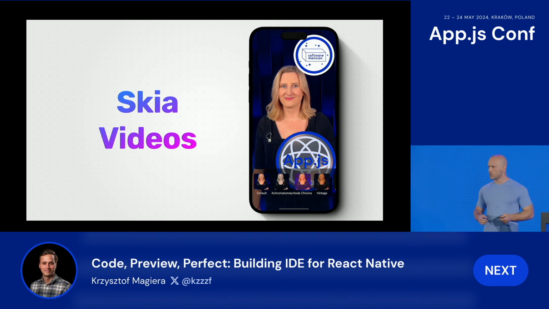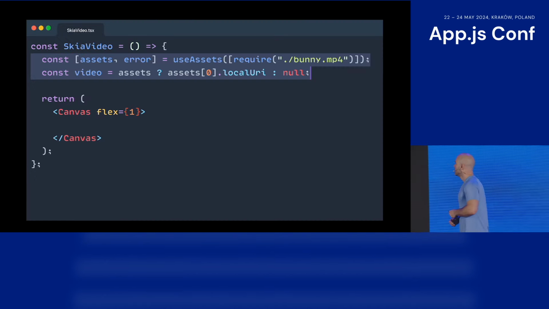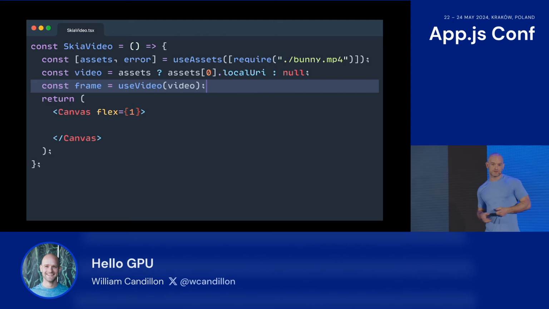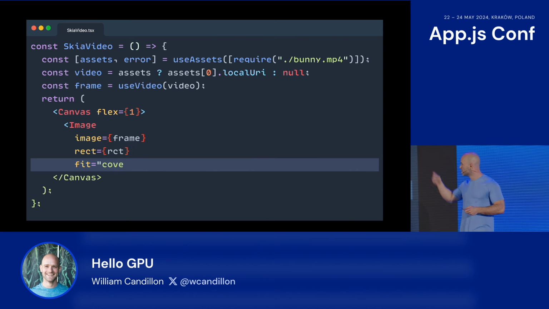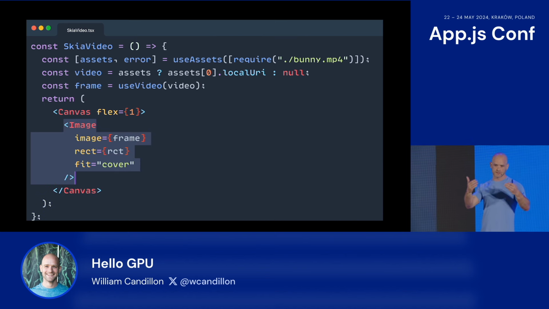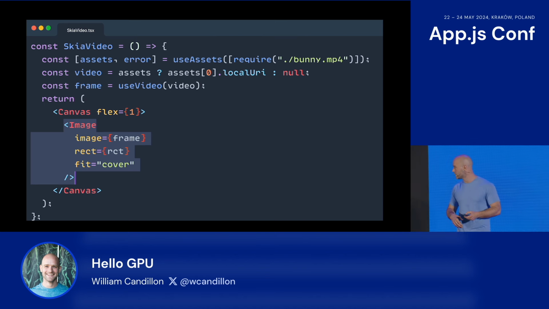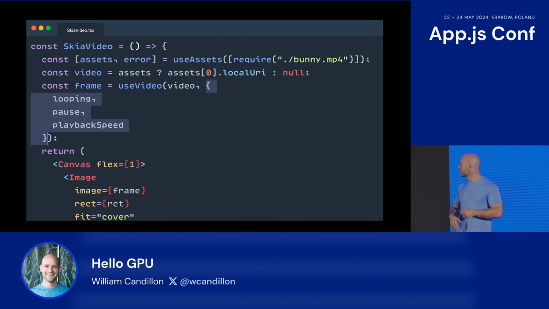So, video support in Skia, how does it work? You need to get a video file. We use Expo Asset for that, but you can use anything you'd like. You get a new hook called useVideo, and that returns a Reanimated value that contains a Skia texture. And you can use it wherever a Skia texture is accepted. It can be an image, it can be a shader, it can be an Atlas component. And we also give you some access to playback options and some control options.